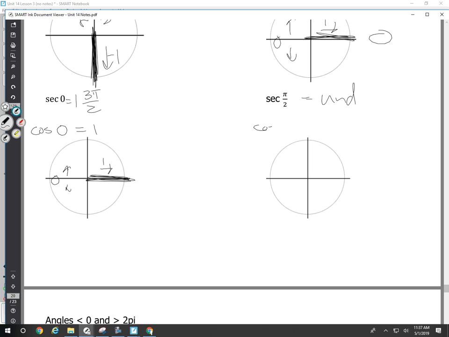The cosine of pi over 2 is 0. I do not go to the left or to the right at all. I just go up 1. The horizontal distance is 0. Therefore, the cosine of pi over 2 is 0. Therefore, the secant of pi over 2 is undefined.